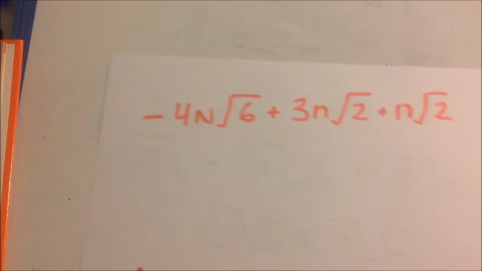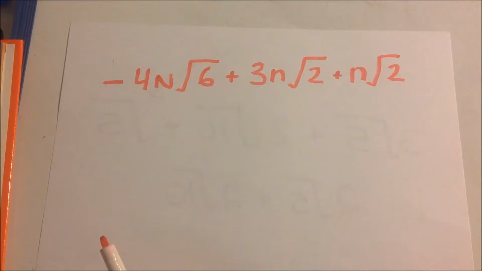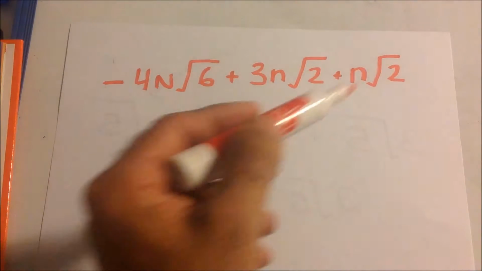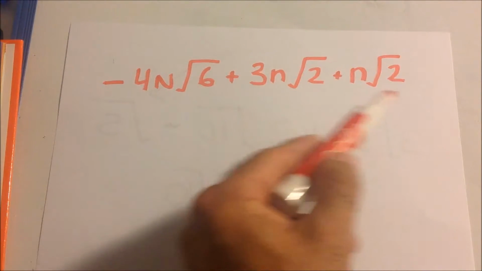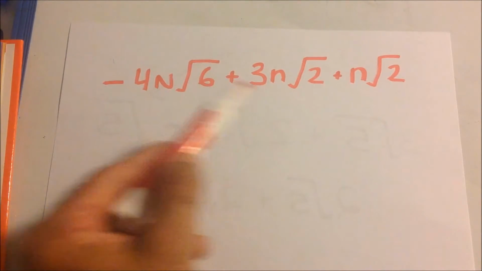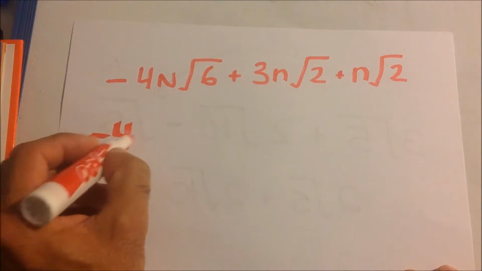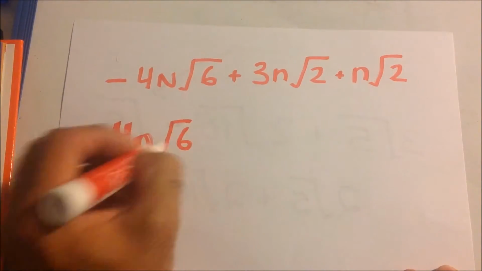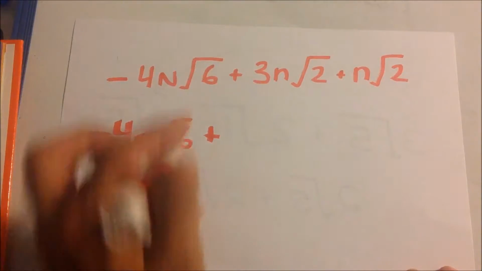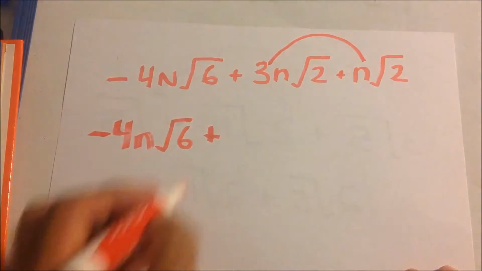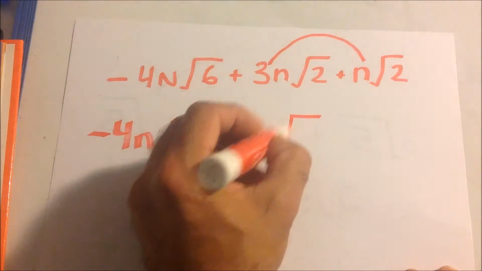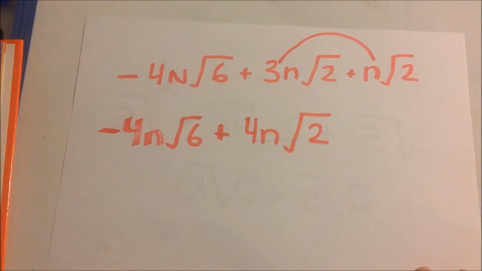Okay, let's try something with variables now. We can see that the 2 and the radicand are the same, so we can combine these, but we can't combine the one with the 6. So that just stays the same, negative 4n square root of 6. And here we have 3n plus n, which is 4n square root of 2. So there we combined it, and that would be the answer.